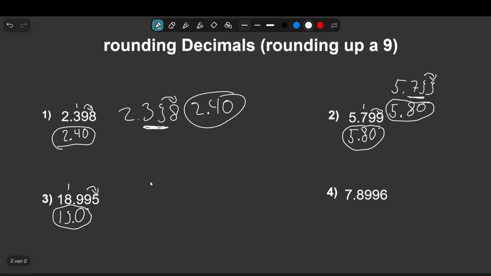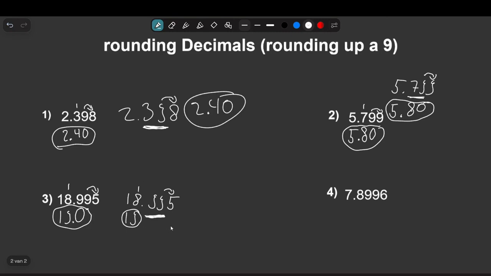So now for the second method, we're going to do it like this: 18.995. So we're going to look to our right and see if we can round up. So we're going to look at these two numbers now. So how would we round 99 up? We would round it up to 100. So what you can do is you can again carry over the 1 of the 100 here, make this a 19, and you will get your final answer of 19.